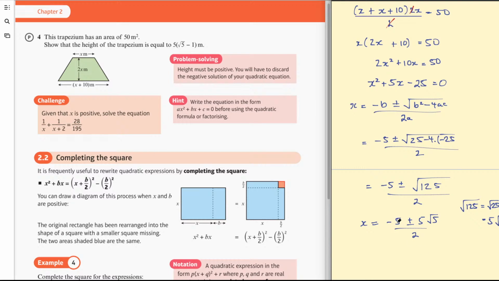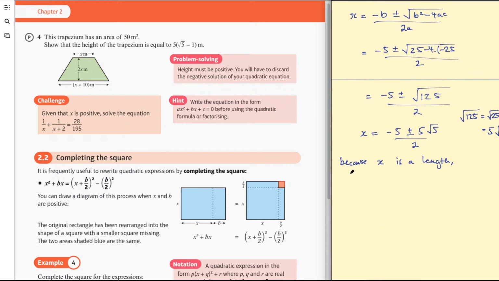Which one will be negative? Clearly the negative solution there will give you a negative value for x, and remember we're talking about lengths, so we want to get rid of that negative. So in this case, because x is a length, the only solution is x equals negative 5 plus 5 root 5 on 2.